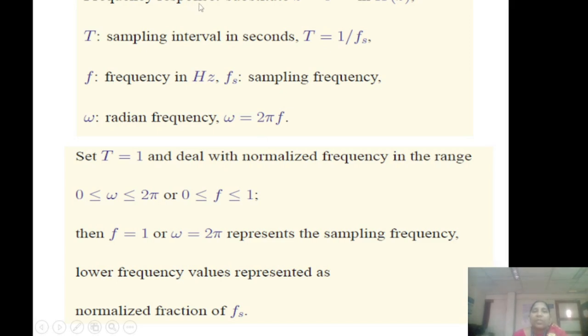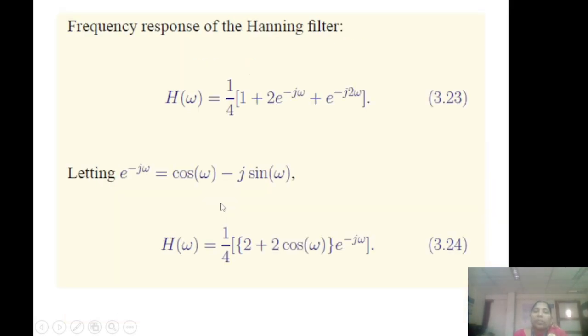For the frequency response, you can substitute z equal to e power j omega T in H of z. T is the sampling interval, f is the frequency in hertz, omega is the radian frequency, and T equal to 1 is assumed here, so the frequency varies between 0 and 1. The frequency response of a Hanning filter is given by H of omega equal to 1 by 4 of 1 plus 2 e power minus j omega plus e power minus j2 omega. That means in place of z inverse, we substitute e power minus j omega.